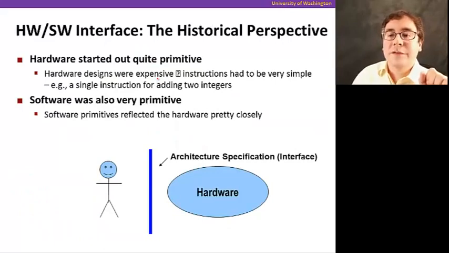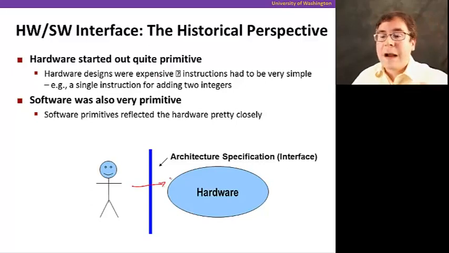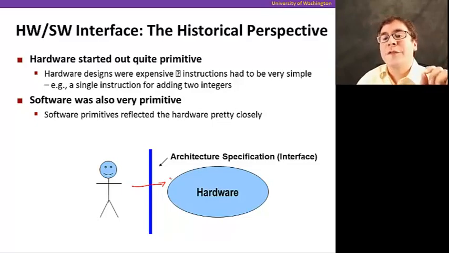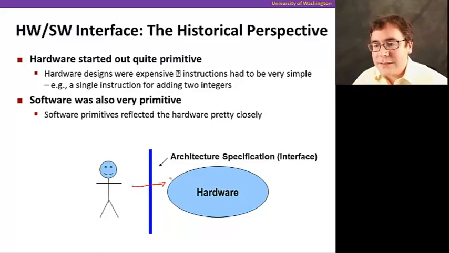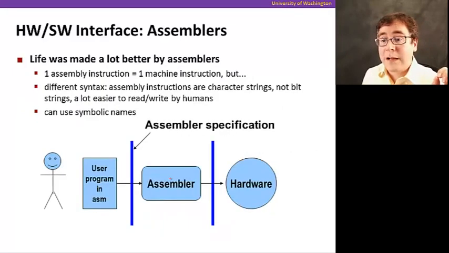Now, let's look at the hardware-software interface from a historical perspective. At first, the hardware-software interface was very simple because hardware was simple. Hardware was very primitive when computers started, so humans were able to write code directly to hardware without any abstraction at all. That means software was also very primitive, because the software primitives reflected the hardware pretty closely. But then people got really excited about computers and said, hey, computers can do all of these things. So they ended up writing more and more complex pieces of code. That meant humans could no longer keep up with the complexity of writing machine code directly.